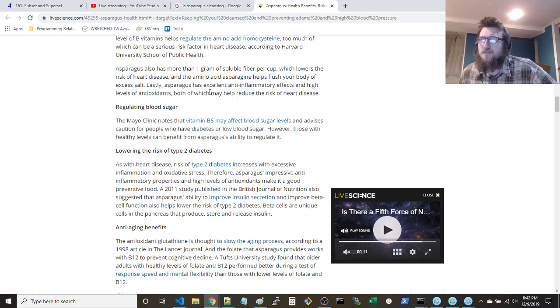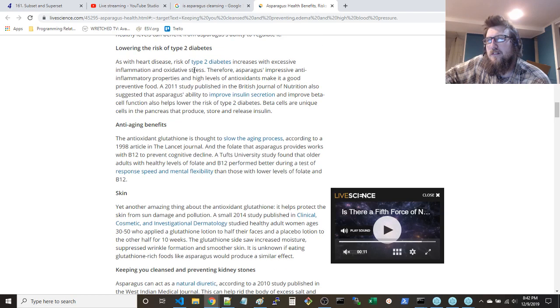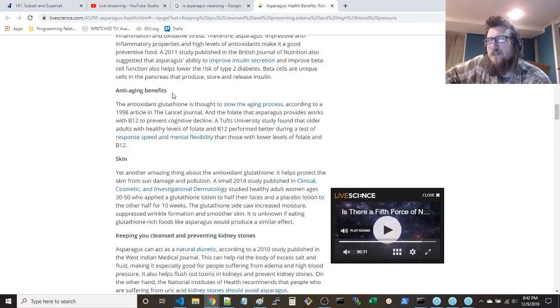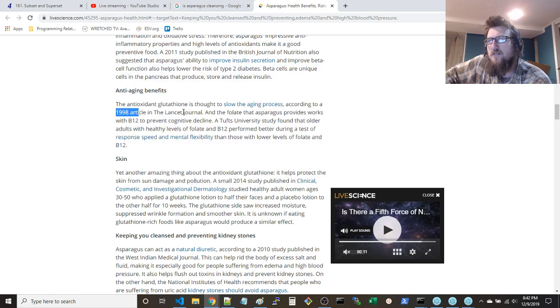Blood sugar, diabetes or low blood sugar. However, those with healthy levels can benefit. Oxidative stress. Improve insulin secretion. Improve beta cell function. Diabetes. Slow the aging process. 1998 article. Interesting. Folate. Cognitive decline. Older. Perform response. Mental flexibility.